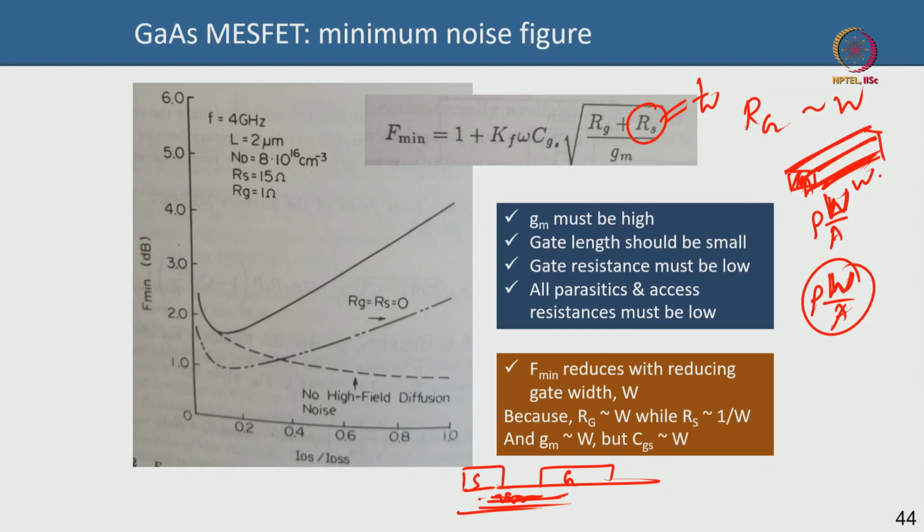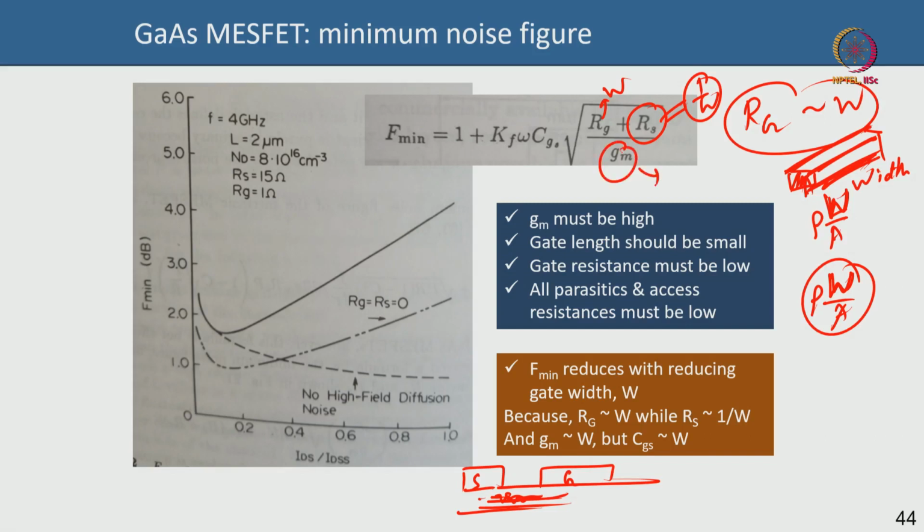In this case we call it width, which is a very confusing nomenclature: gate width, not length; gate length is the other thing. But you can say you have a metal bar and the length of the bar is increasing, which means the gate width is increasing. So the gate resistance goes as W, while the source resistance goes as 1 by W. Together they are going in opposite directions.